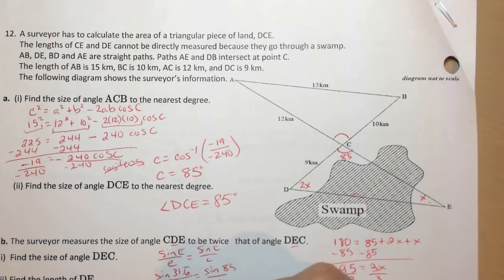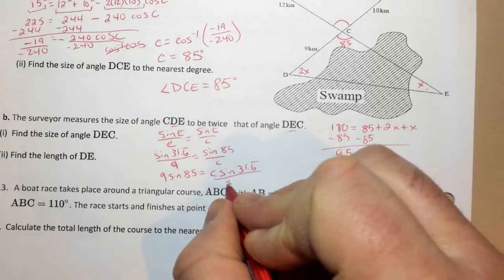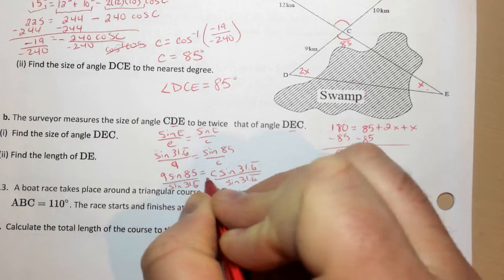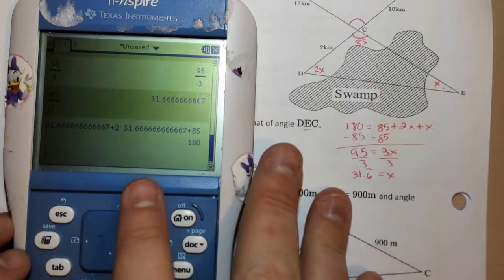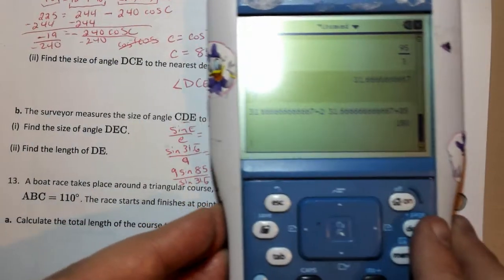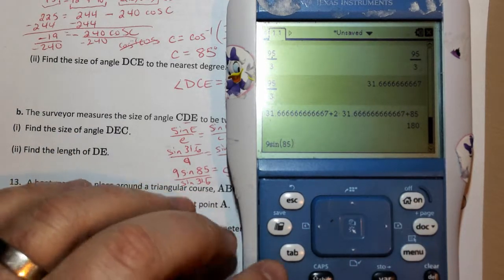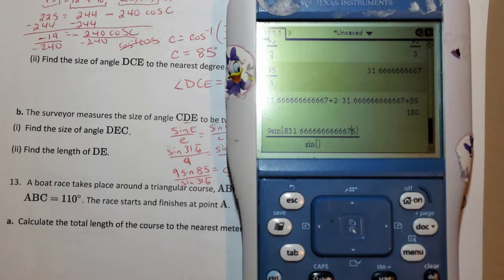So 9 times the sine of 85 is equal to C times the sine of 31.6 repeating, or you can leave it as 95 over 3. Oh, let's move it so you can see it, right? 95 over 3. And then we just divide by the sine of 31.6 repeating, sorry. Or 95 over 3. And we type it in the calculator. So I just double checked to make sure that answer worked earlier. So it's going to be 9 sine of 85 outside the parentheses divided by sine, and we'll just go up till we get there and bring it down. Oh, can't do that.